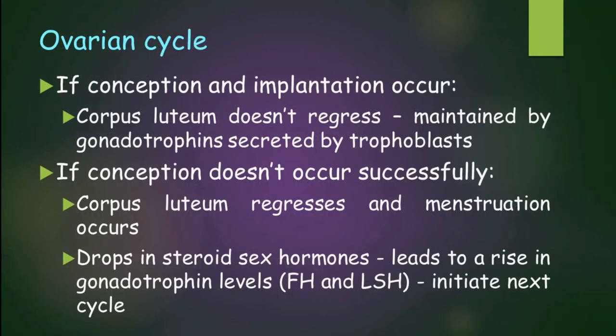If conception and implantation occurs, the corpus luteum does not regress or degrade, and it's maintained by gonadotropins secreted by trophoblast cells. If conception doesn't occur, then the corpus luteum will regress and menstruation occurs. So there is a decrease in the steroid sex hormones, leading to a rise in gonadotropin levels, which initiates the next cycle. Thank you.